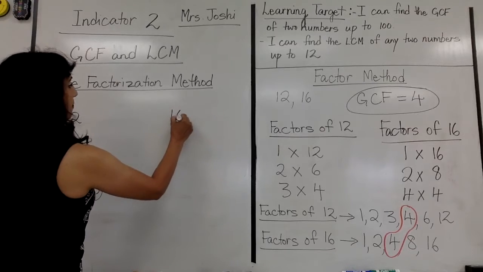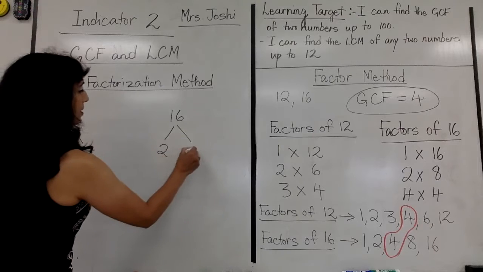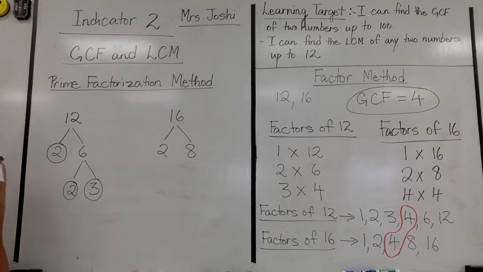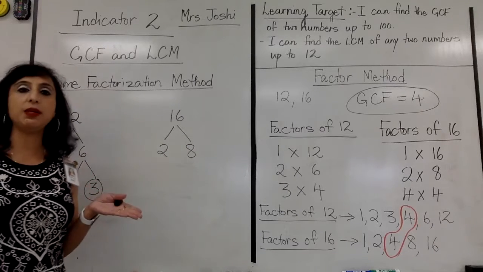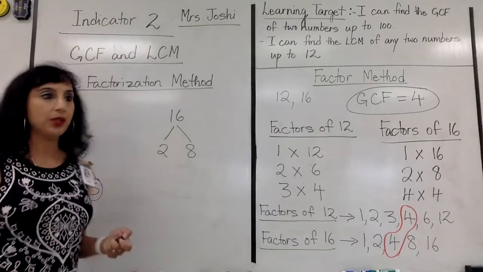Then let me go to 16. I can say 2 times 8. And it doesn't matter, even if I did 4 times 4, ultimately I will end up with the same prime numbers at the bottom.